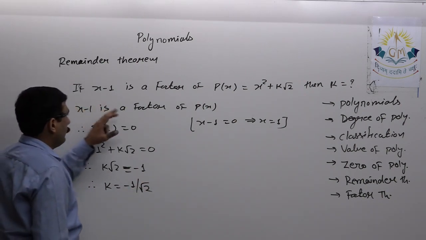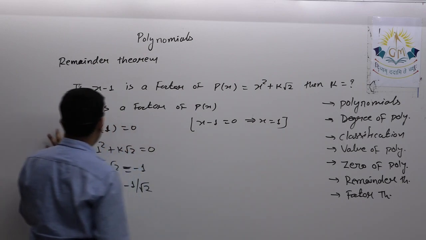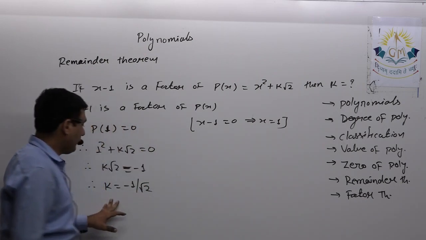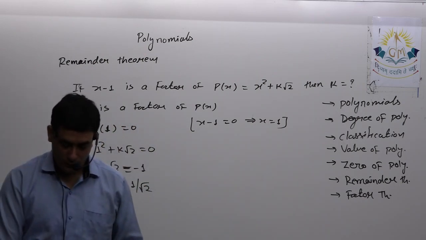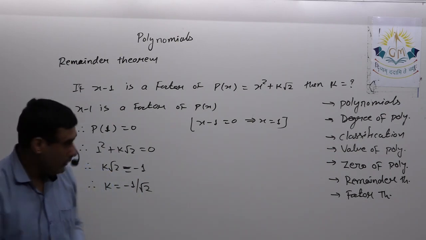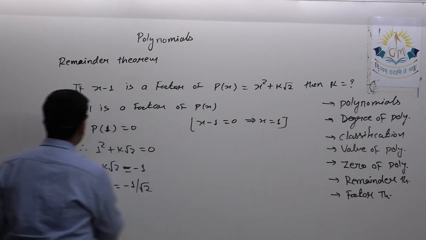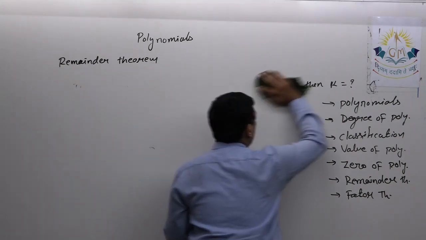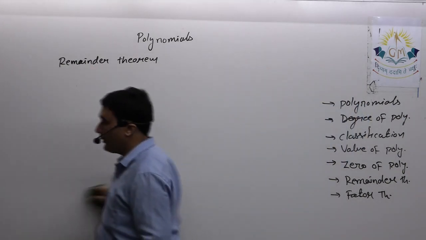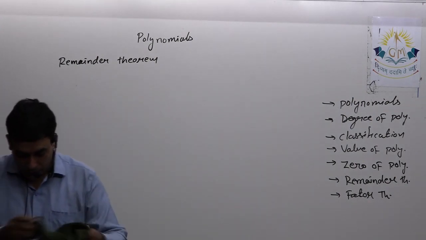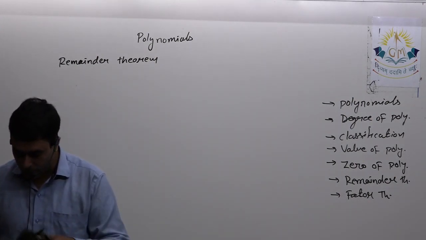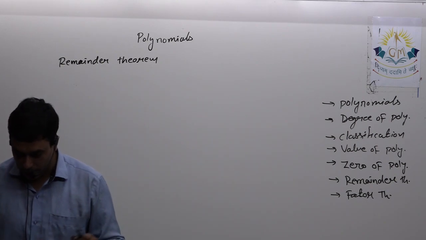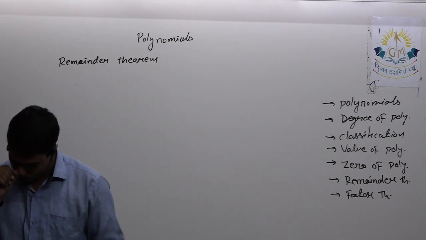So k is equal to minus 1 upon root 2. Okay, so if x minus 1 is a factor of p(x), then k, we have to find this. Okay, k equal to minus 1 upon root 2. Okay, so that is one question related to factor theorem. Now, if we combine these two theorems together, that is factor theorem and remainder theorem, then which type of questions we can get? Let us see one example.